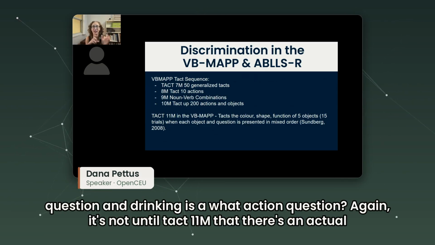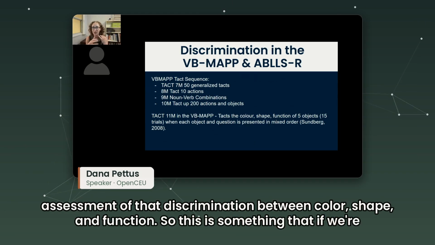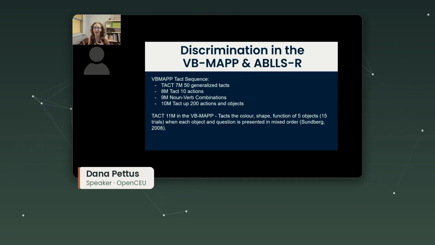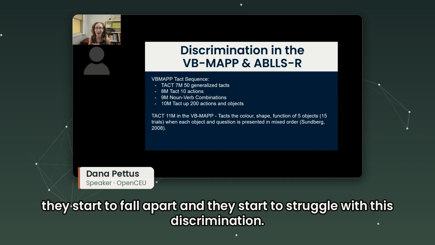Again, it's not until tact 11-M that there's an actual assessment of that discrimination between color, shape, and function. So this is something that, if we're following these assessments, we may not be testing until later. And oftentimes you find learners get to this point and then it starts to fall apart and they start to struggle with this discrimination.